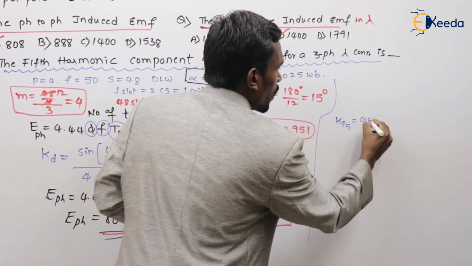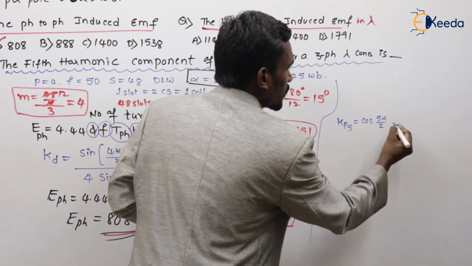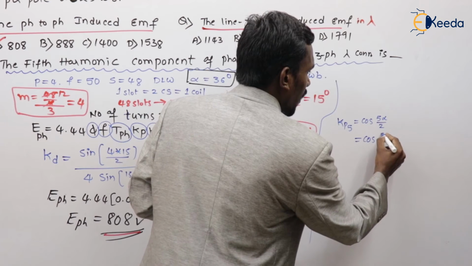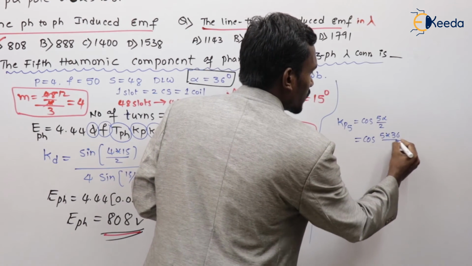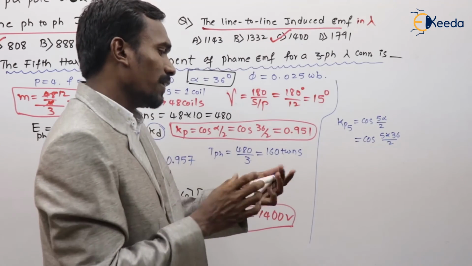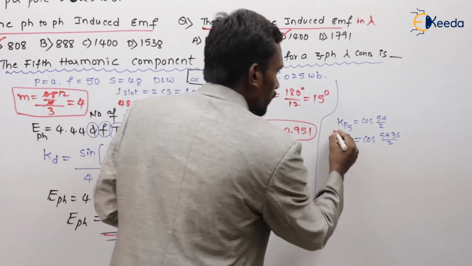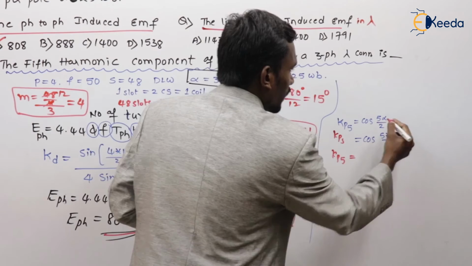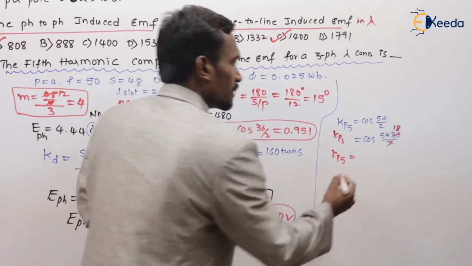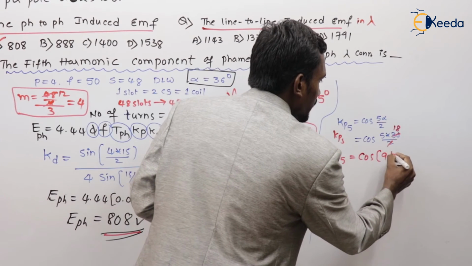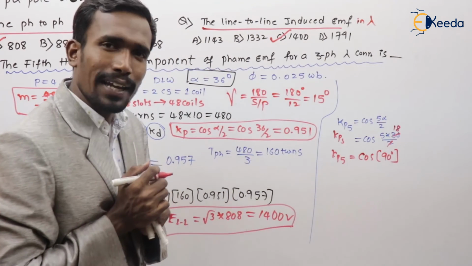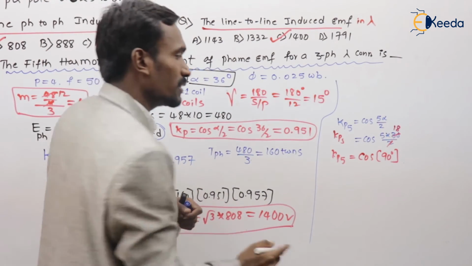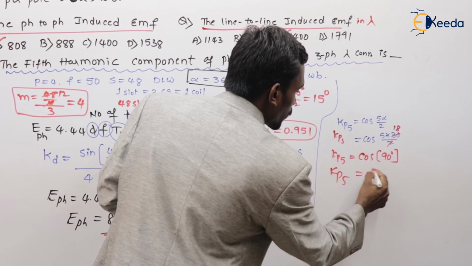Kp5 is equal to cos 5 alpha divided by 2, that is cos of 5 into 36 divided by 2, because the given alpha is 36. So now tell me Kp5. 5 into 18 is 90 degrees. What is Kp5? Cos 90. What is the value of cos 90? It is 0. So Kp5 is equal to 0.